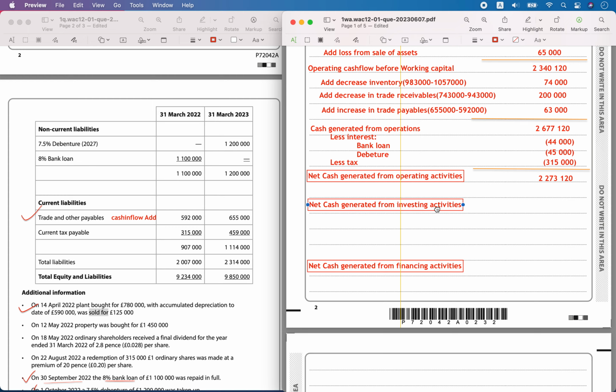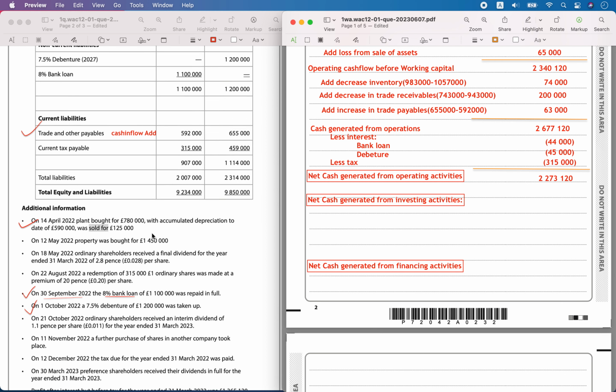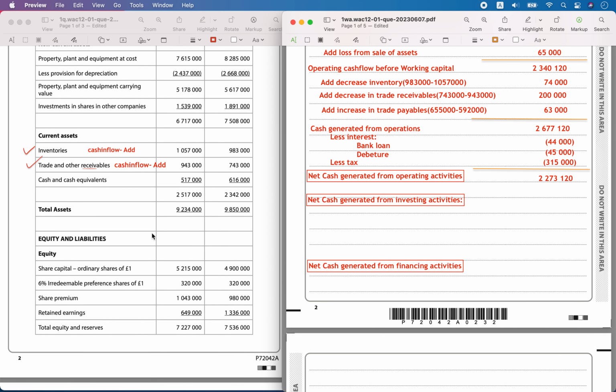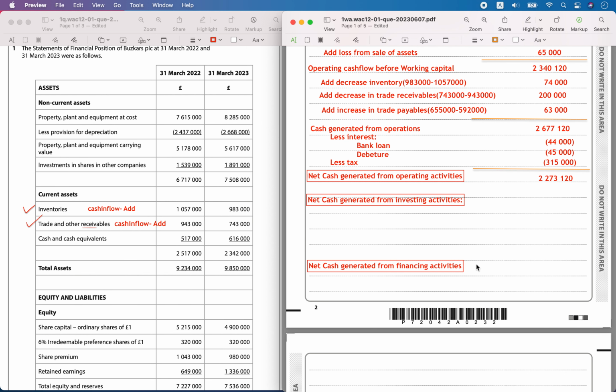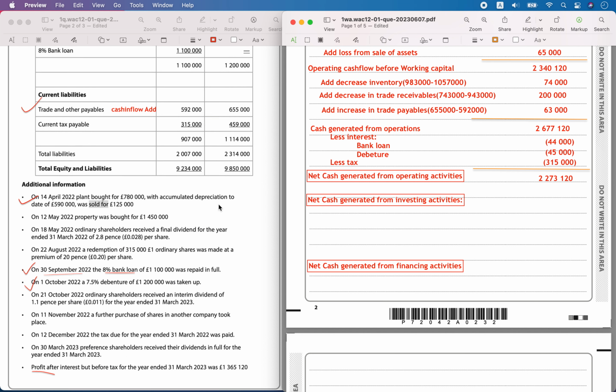Now let's calculate the net cash generated from investing activities. This is your second task. So what are the investing activities? I invested in property, I invested in shares. Whatever assets you have bought, those are the investing activities. So let's see how much I have paid and what the cash is.